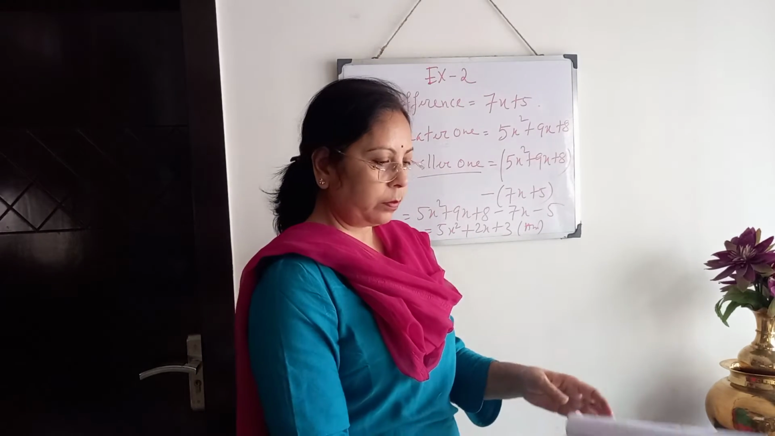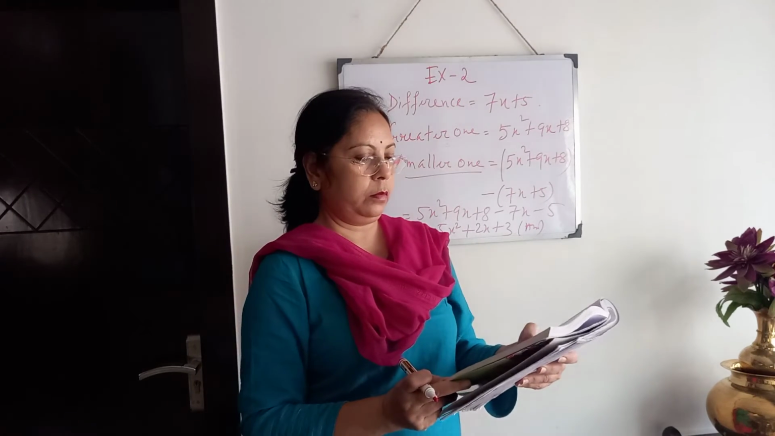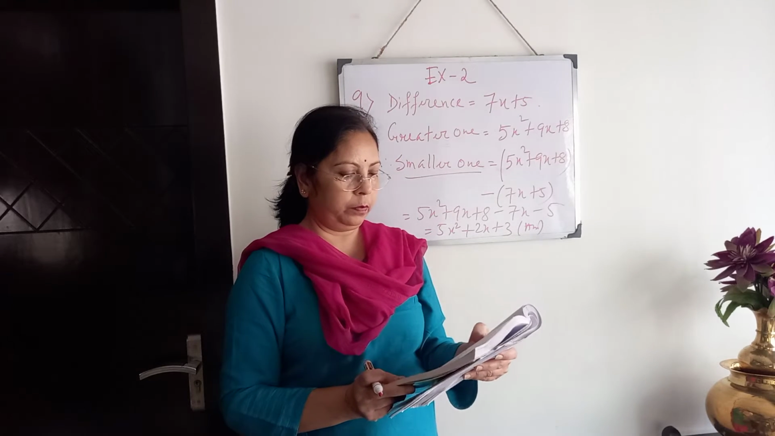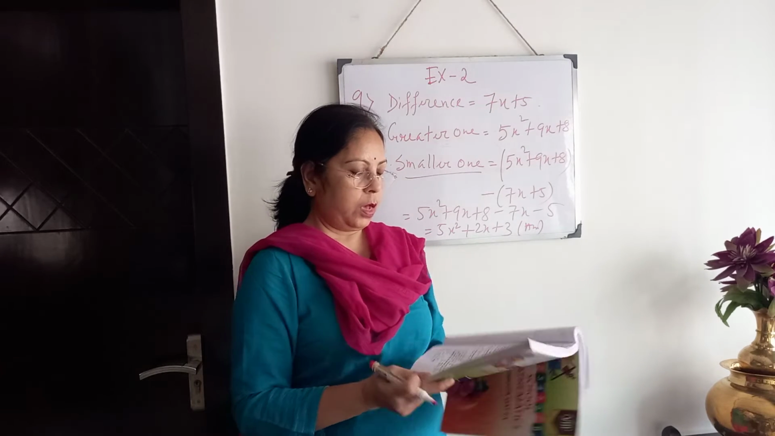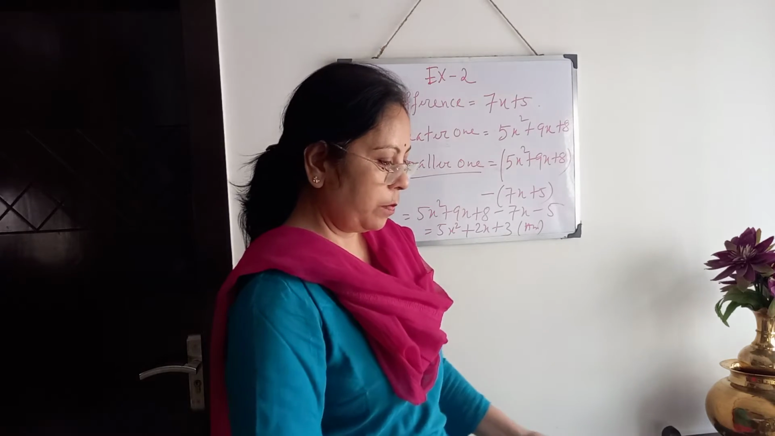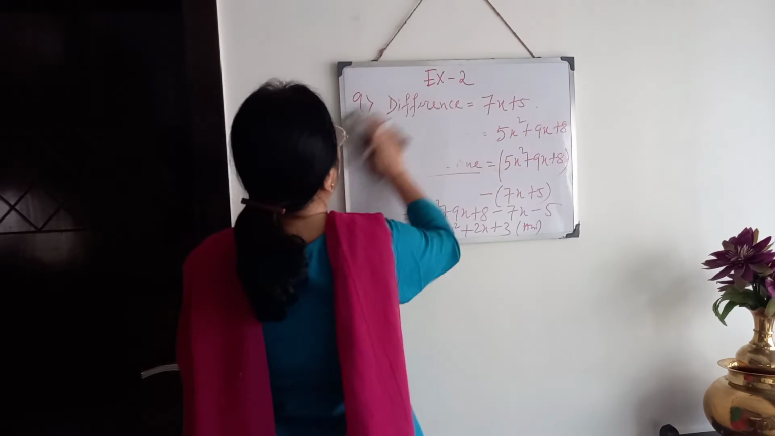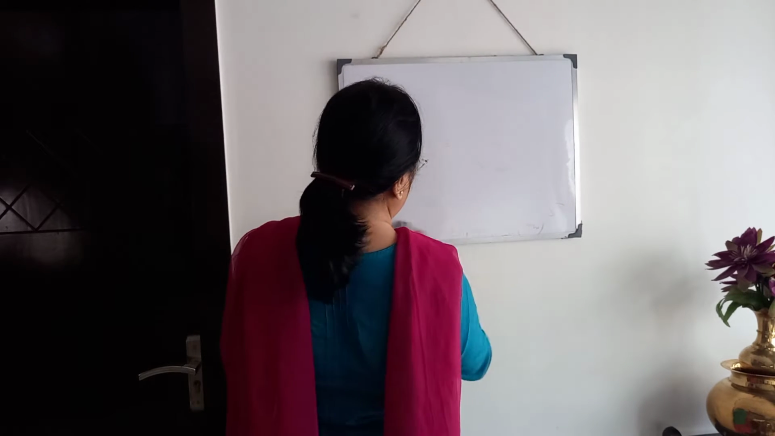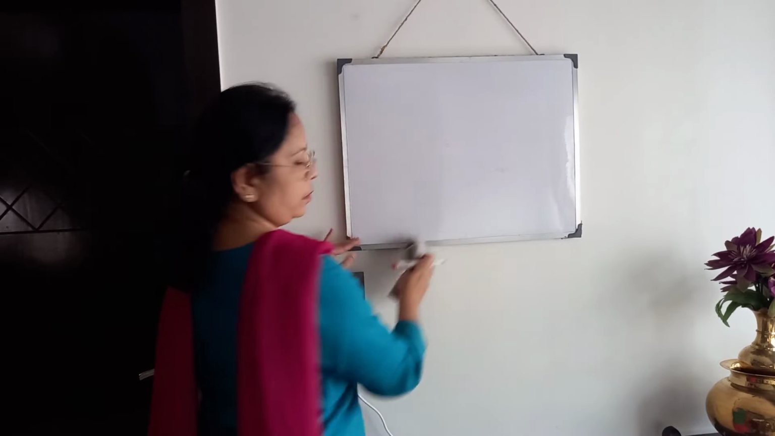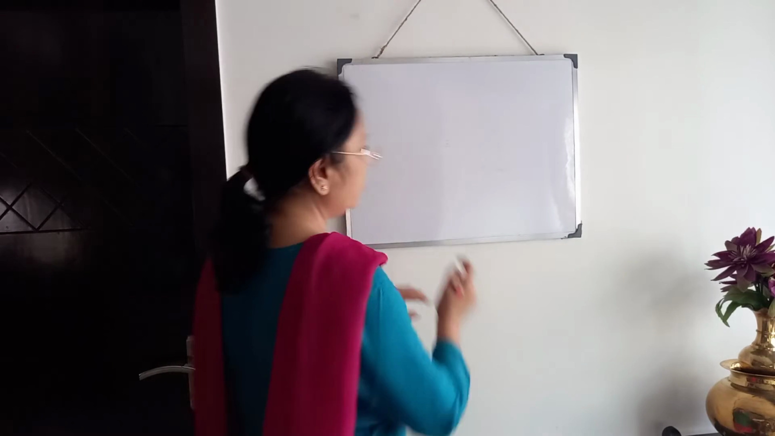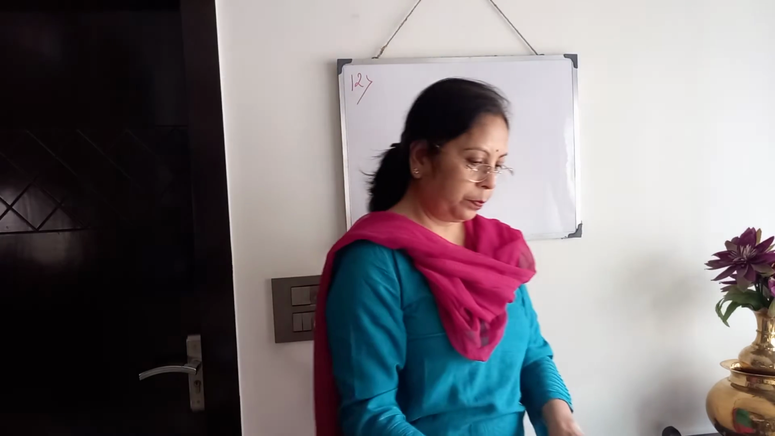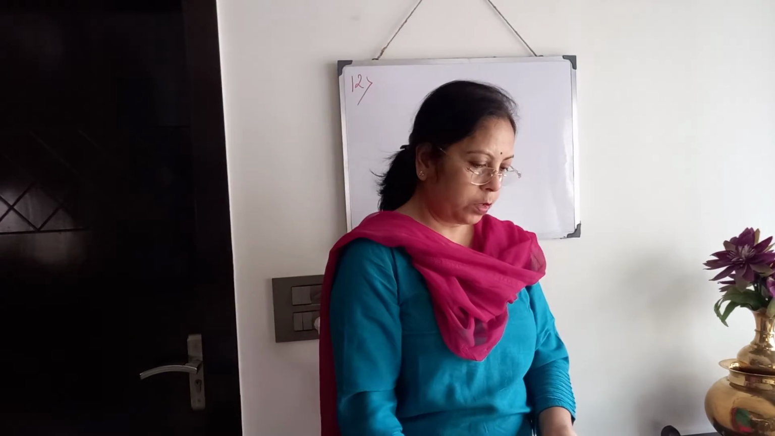Then multiplication, simple one, you know. I am doing from this type. Product means you have to multiply. Find the product of the following. We are doing number 3.